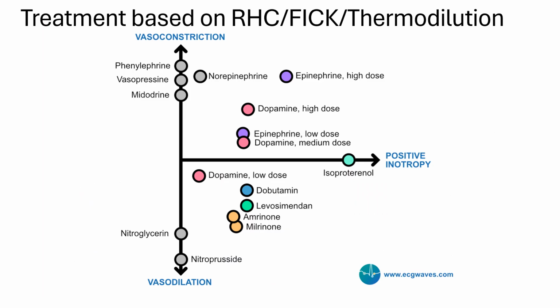Here's a nice little diagram about the treatment based on your right heart cath or your PA catheter or wedge pressures. And you're going to compare that. Ideally, you'd like to do all three at the same time: thermodilution of the Fick and the pulmonary artery pressure, wedge pressures, and all that. That way you can tailor your treatment based on what your patient needs.